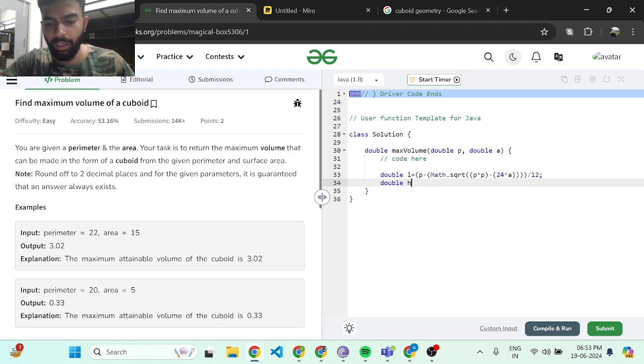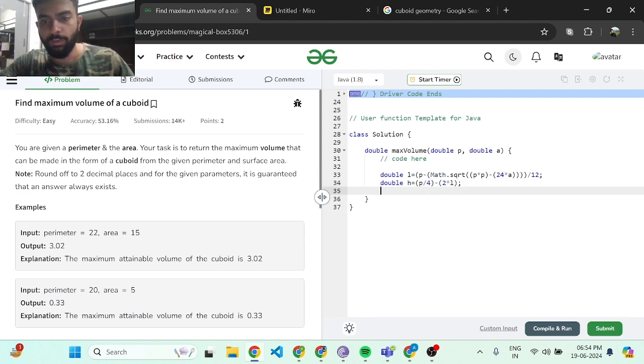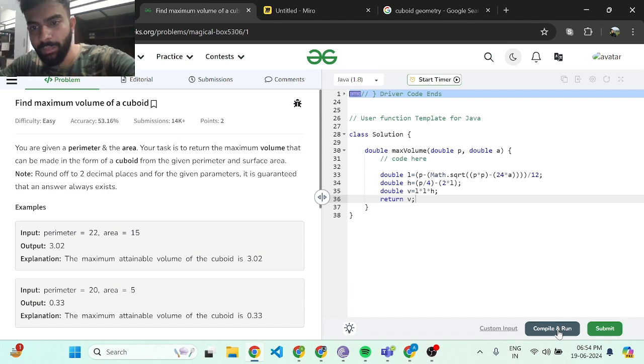Now we have to take double h equals P by 4 minus 2 star l. Okay, now I can write double v equals l star h, and I can return v. So let's compile.